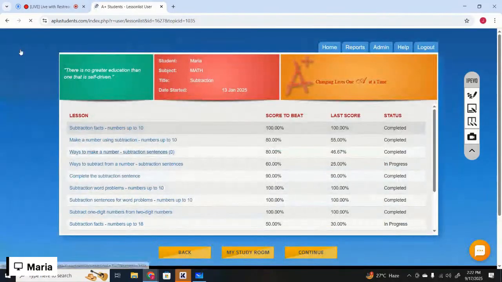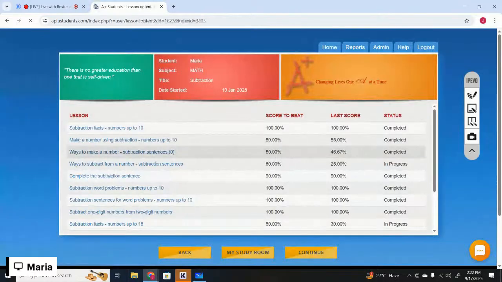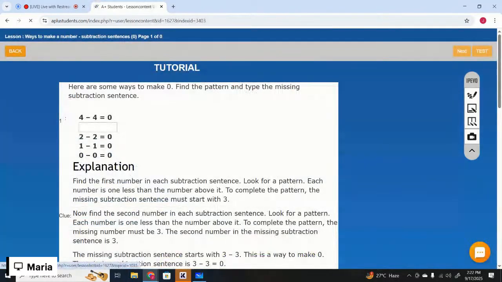Ways to make a number, subtraction sentences. Here are some ways to make 0. Find the pattern and type the missing subtraction sentence.